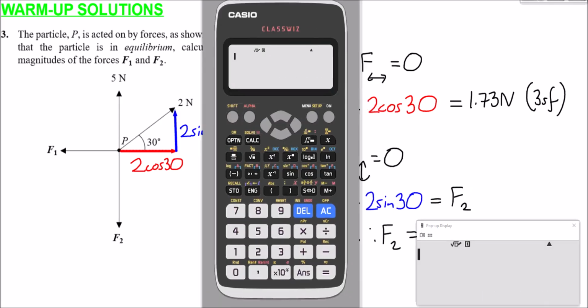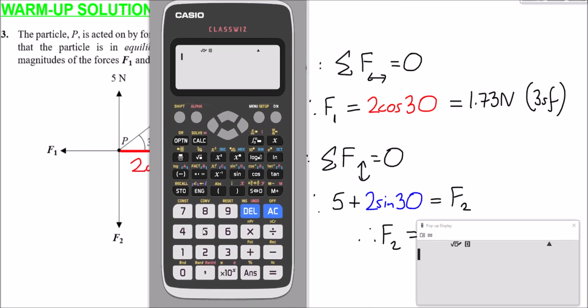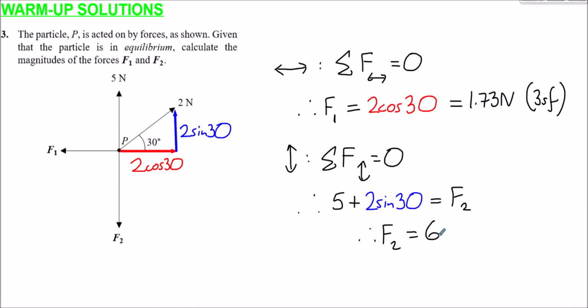Let's see what that gives us. So that gives us exactly 6. So F2 is 6. F1 is 1.73 newtons.